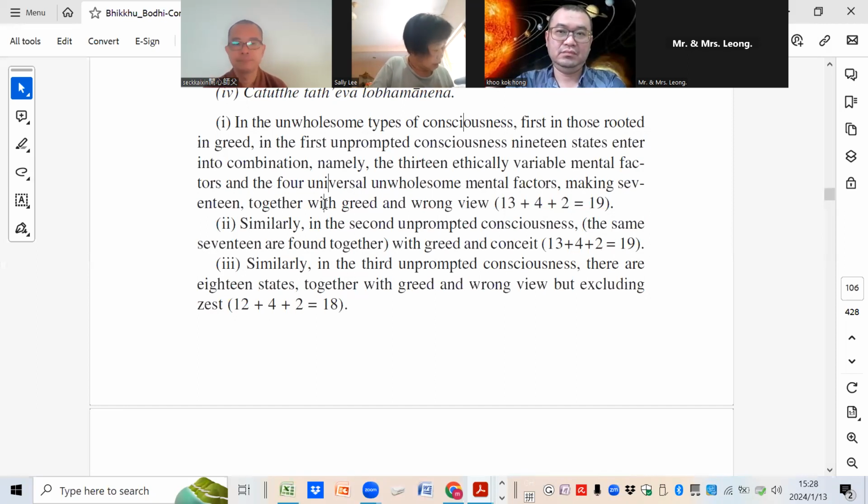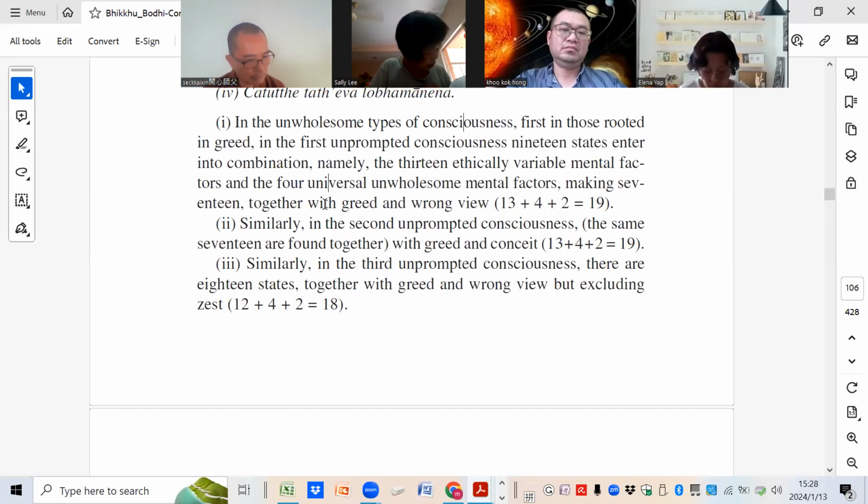In the unwholesome type of consciousness, first in those rooted in greed, the first unprompted consciousness, 19 states enter into combination, namely the 13 ethical variable mental factors and the 4 universal unwholesome mental factors, making 17, together with greed and wrong view. 13 plus 4 plus 2 equals 19. Similarly, in the second unprompted consciousness, the same 17 are found together with greed and conceit. 13 plus 4 plus 2 equals 19.